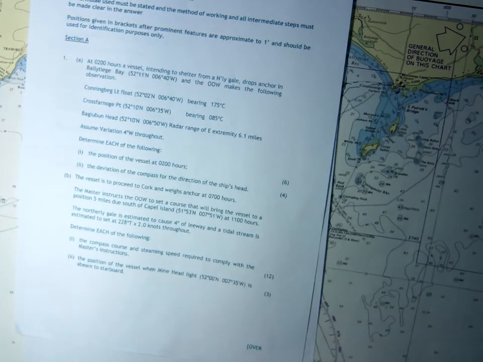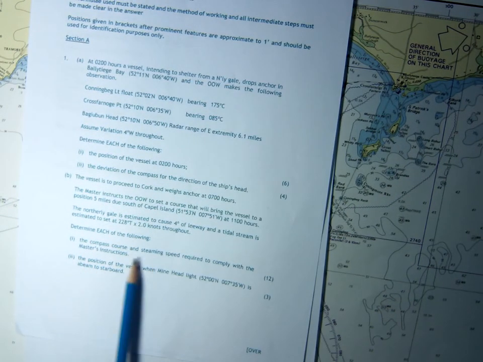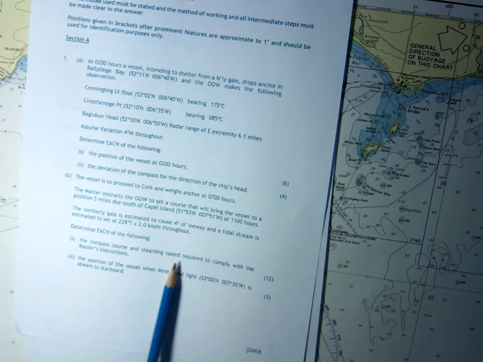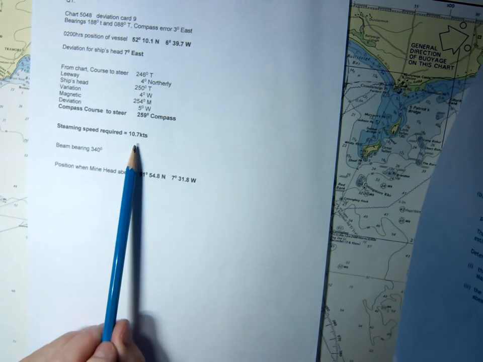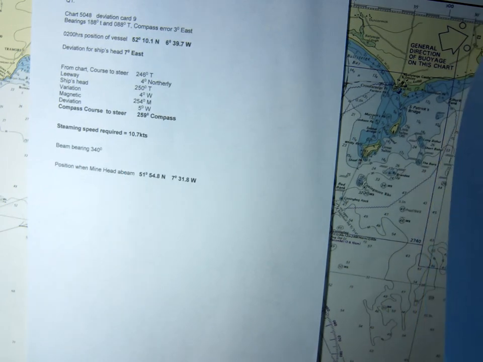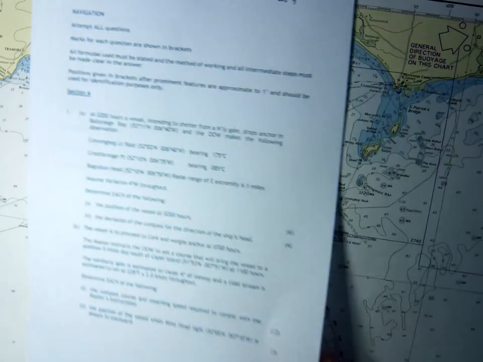The only perhaps observation I would make, I do think they make these a little unclear when they say the steaming speed required. Now do they mean the engine speed? You see, I always take that to mean, well, what are you going to ask the engineers to set your speed at? So I'm saying, well, if we set the engineers to speed up for a speed at 10.7 knots, we will reach that position at 1100 hours, providing the tidal stream is correct.